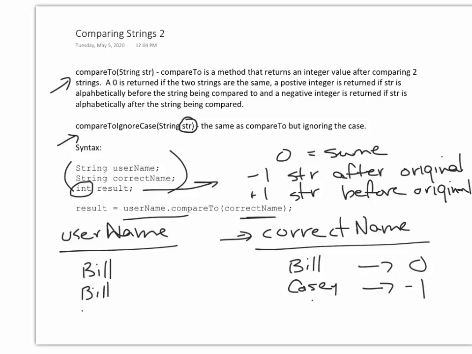And then if we have Bill and Abe, we end up with a +1 because Abe comes before Bill, and so this string is actually before Bill. Now remember, case does matter. The lowercase letters come before the uppercase letters. So again, this is a good way to check for things in alphanumeric or alphabetical order.